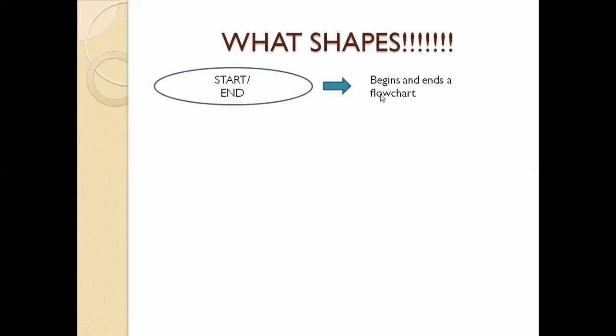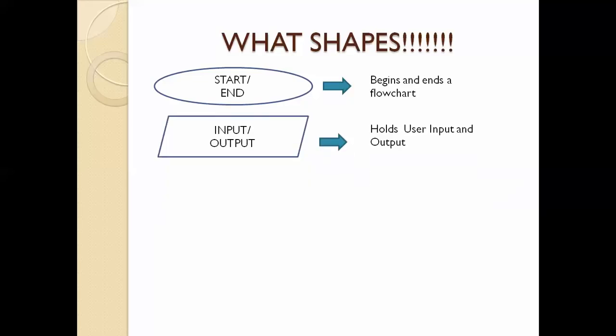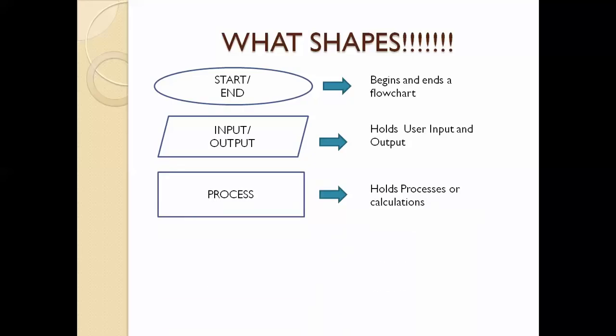So what shapes are we talking about here? So first we have an oval. The oval starts and ends a flowchart. Next, a parallelogram. It holds the input, or the user input of the program we are charting, and the output of the program. Next is a rectangle. A rectangle holds the calculations or the processes our program has.